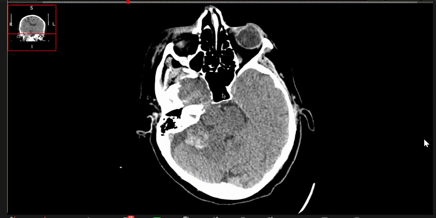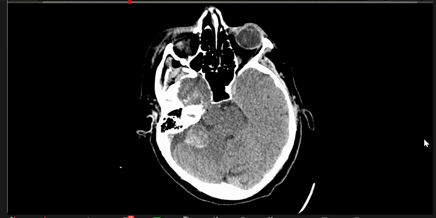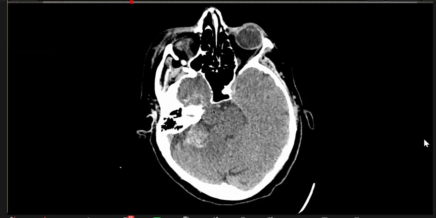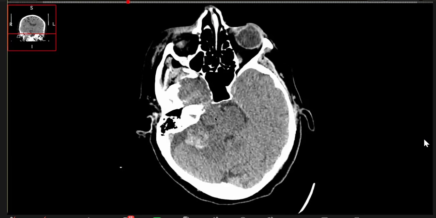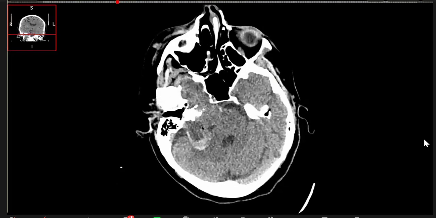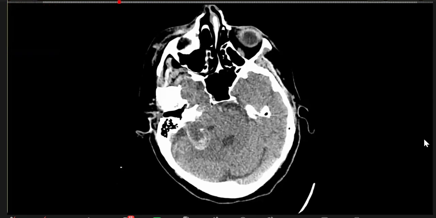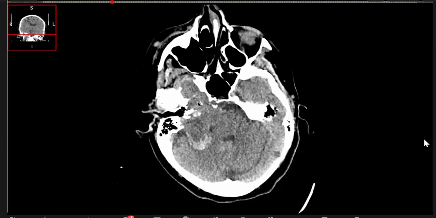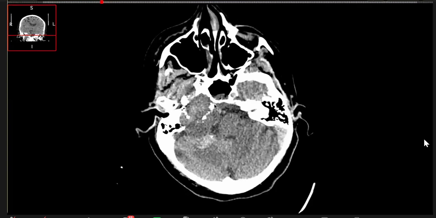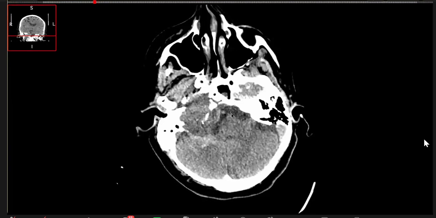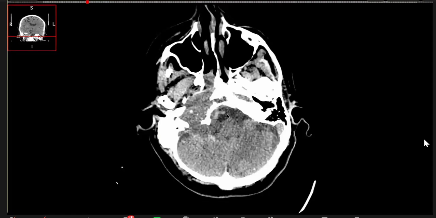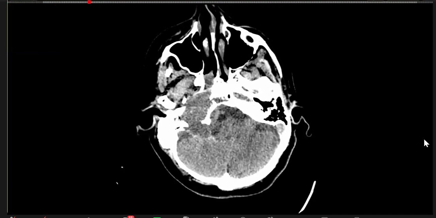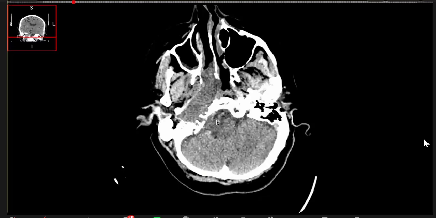Now, at this point, a portion of the mass passes posteriorly. This is the pons, and we can see it extends into the cerebellopontine angle. Maybe a portion of it goes into the IAM. There is another lobulation here. Now, at this point, even on this window, this is the common carotid artery, and we can see that the mass goes inferiorly. And here, anatomy-wise, the jugular foramen, etc., is totally involved.